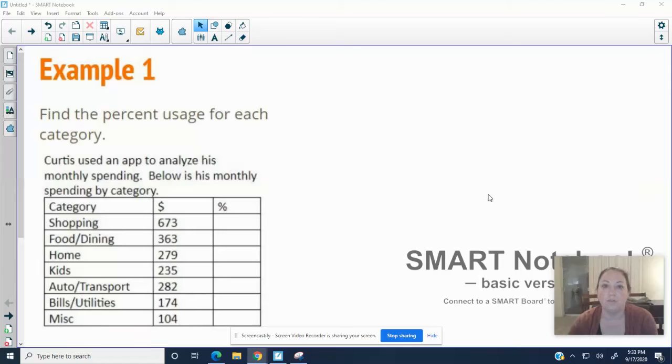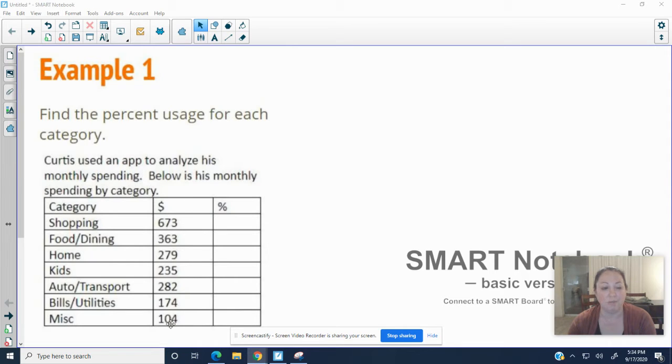Okay, we are going to look at this first example on calculating percentages for your budget. We're going to do this one by hand, but when you are really budgeting in real life, you can use any budgeting app, and most of them will have you categorize your spending so that you'll be able to see what percent you're spending on each category.